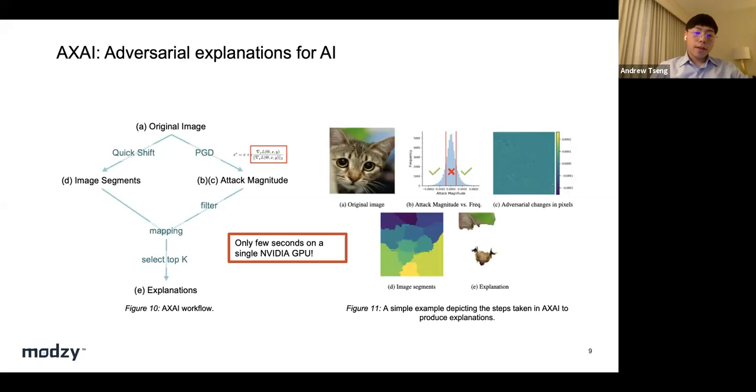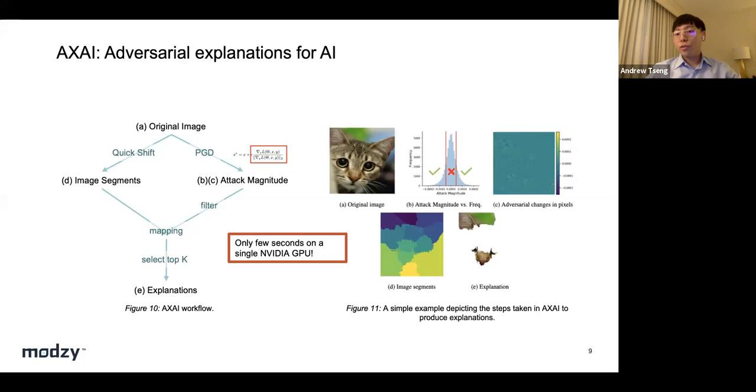So now let's talk about the whole workflow for AXAI. I know that simply looking at the workflow might not be so understandable, so I also provided figure 11, which is a real case for illustration. I'll first go through figure 10 and then figure 11. First, let's focus on figure 10.